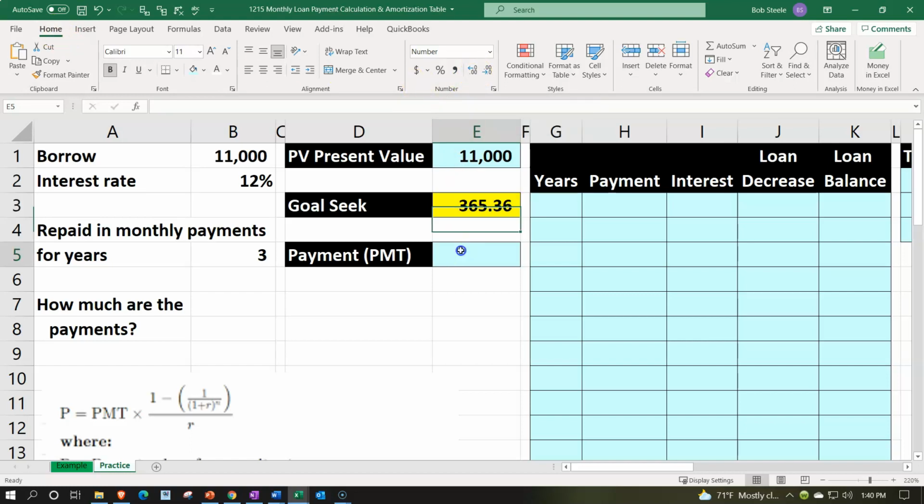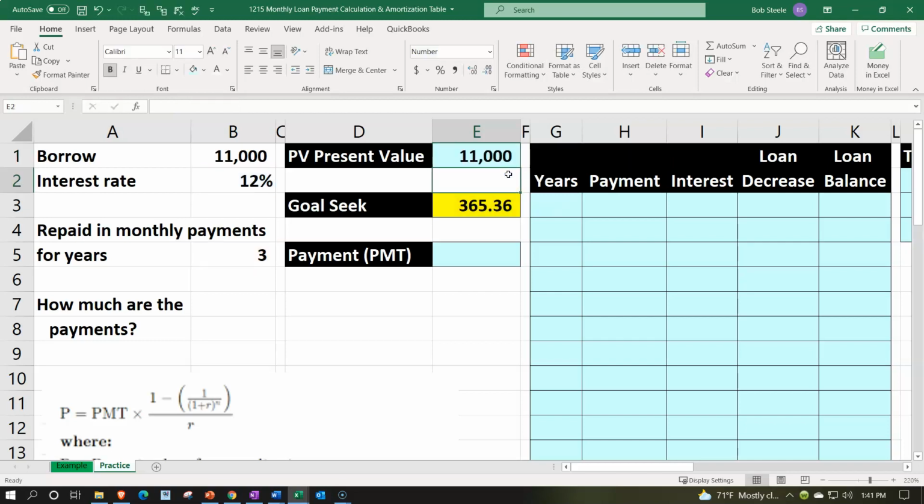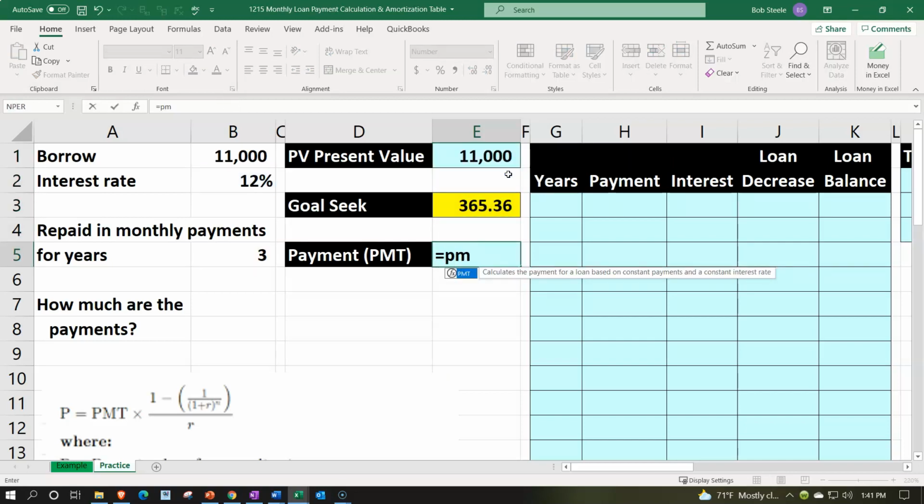Okay, so then we could do it the other way with the payment formula, because we saw that there's a payment thing here. So let's see if Excel has a function for the payment thing. I think they do. I'm pretty sure I've seen that before somewhere. So there's the payment. There it is.